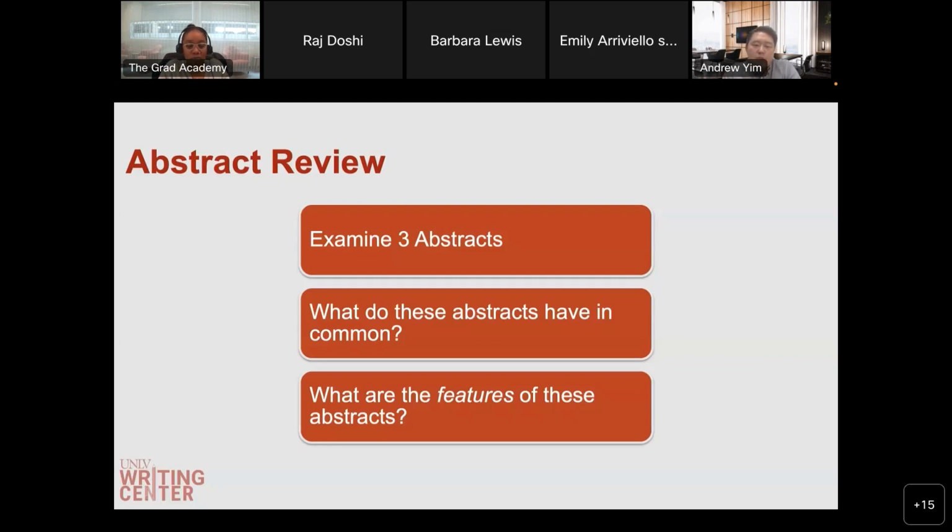And the 2 questions I want us to think about, and I'm not sure if someone wants to type these questions in or screenshot them, because we'll be thinking about them as we look at the 3 examples: what do these 3 abstracts have in common? And what are the features of these abstracts? I want you to be thinking about features regarding the IMRAD model. So where do I see the introduction? Where do I see the methods? Where do I see the results? And where do I see the discussion / conclusion? Some of these terms can be interchangeable with each other. Thank you for typing them in.